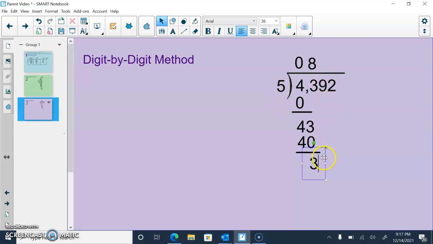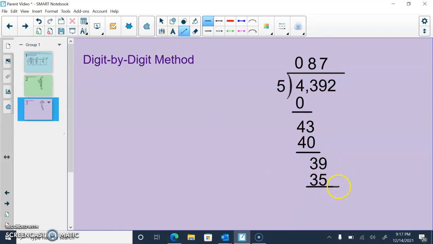Now we bring down this 9 all the way down. 39. 5 times what gets me close to 39? The answer is going to be 7. 5 times 7 is 35. We take that away from 39. And we have a 4 left over, and that's good because it is smaller than our divisor.